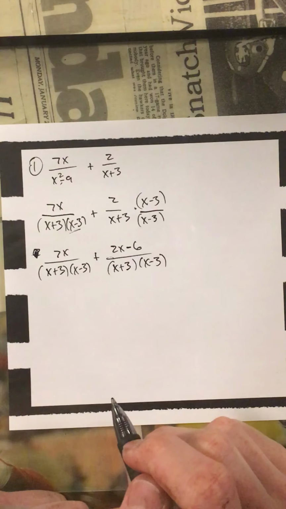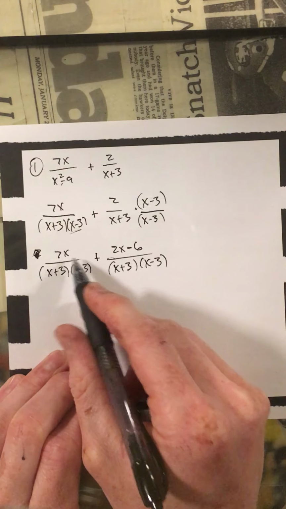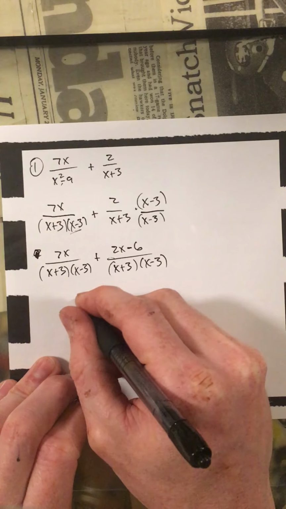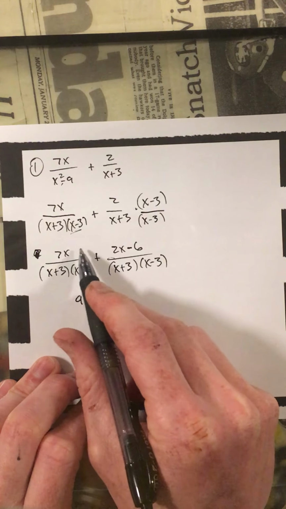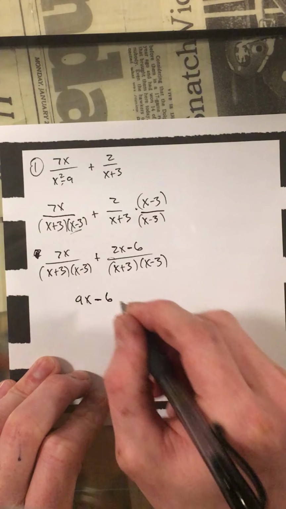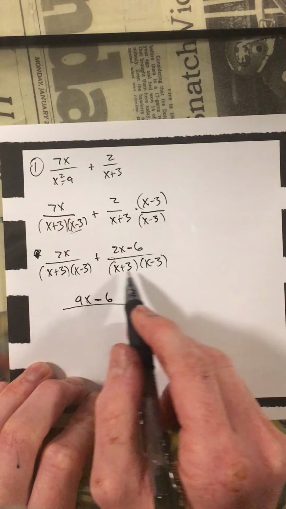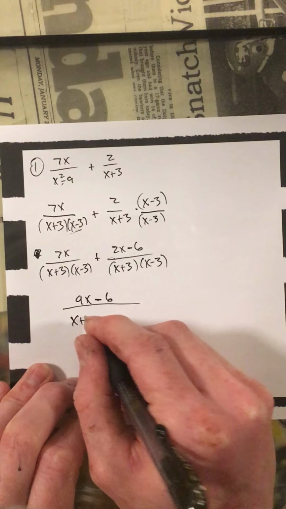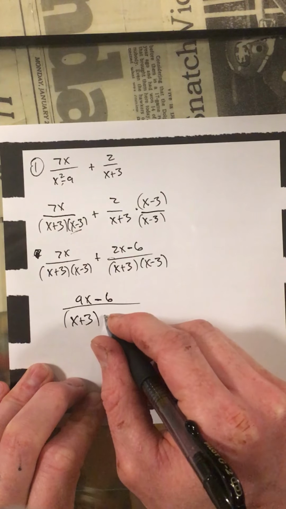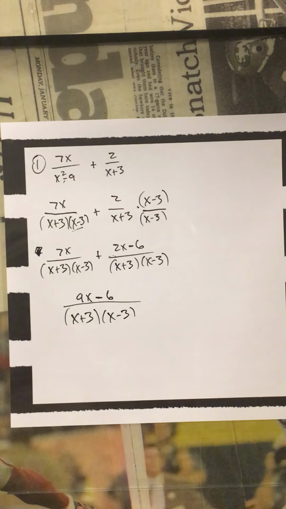So combine like terms. We distributed it, now combine the like terms. So I have 7x plus 2x gives me 9x, right? And I don't have a number here, but I have a plus negative 6. So that's going to be what? Negative 6 there. And my denominator, I have a common denominator, so I'm just going to rewrite that as x plus 3 times x minus 3. And we're just about done. Well, we are done, actually.